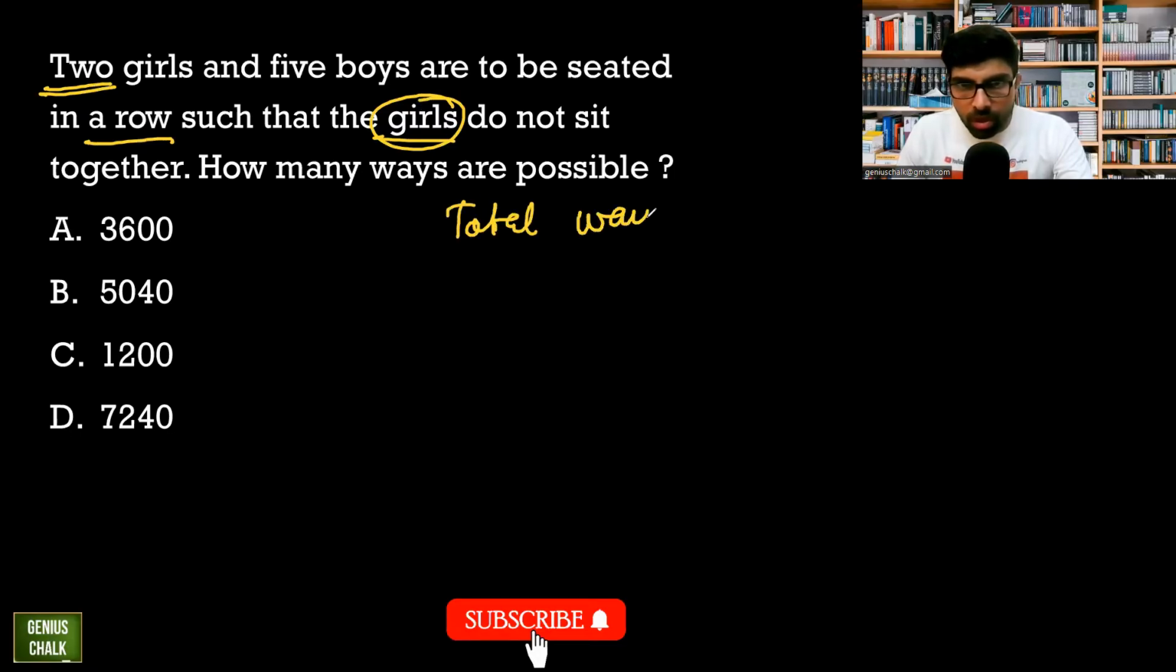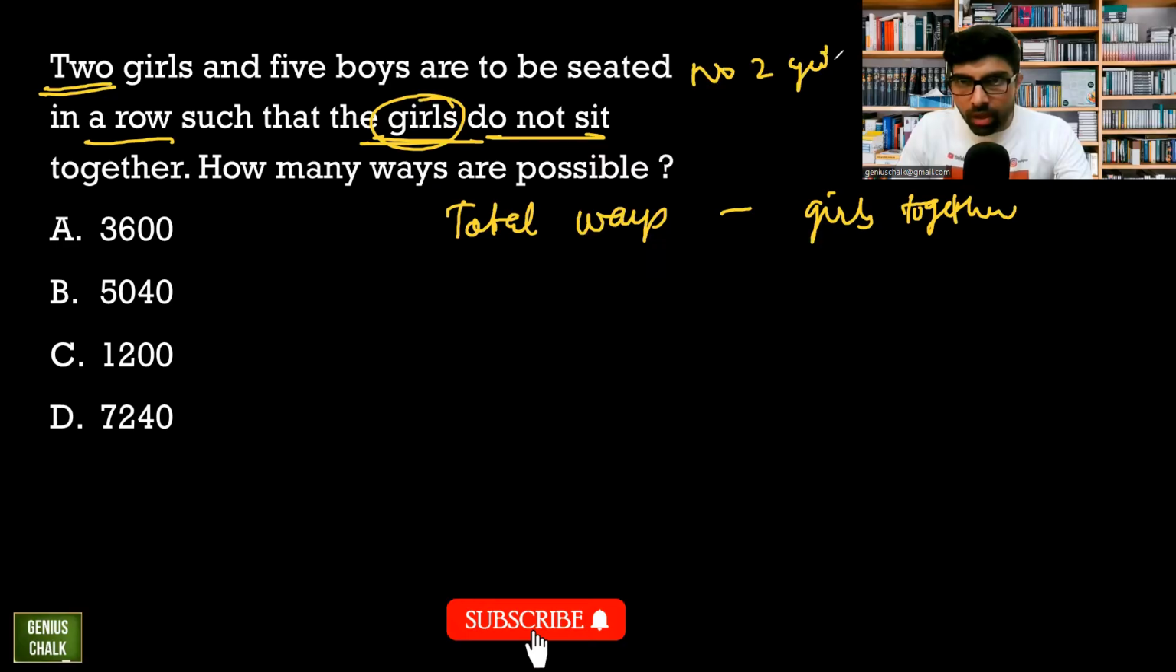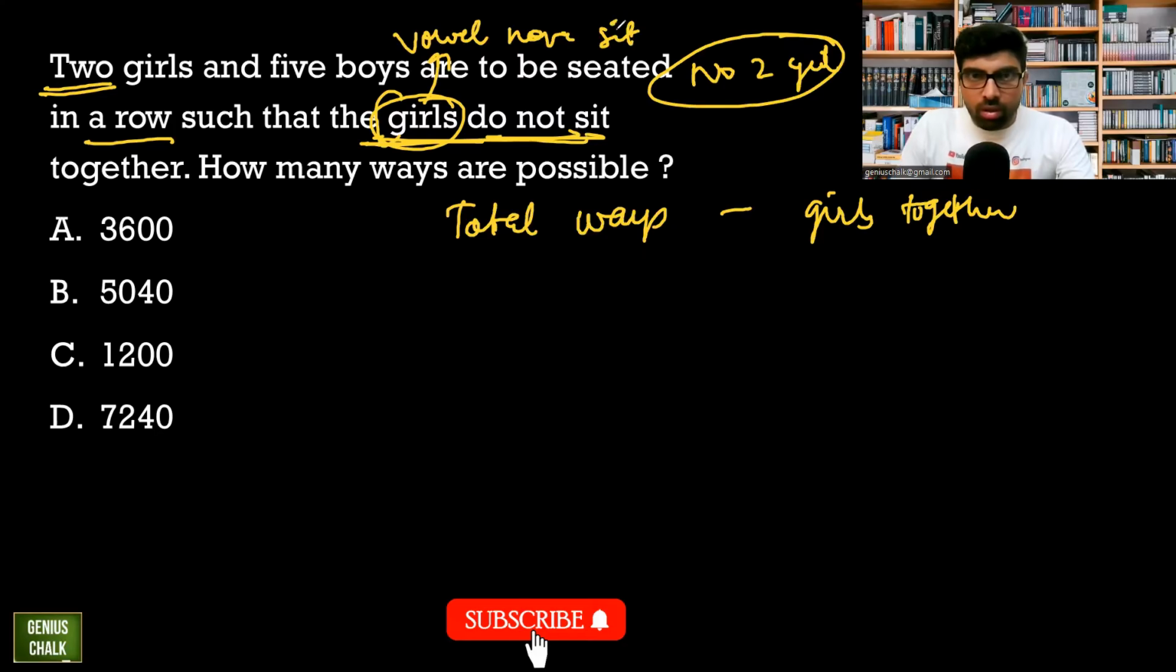So how do we approach that? Total ways in which all will sit minus girls together ways. There is a difference between girls do not sit together and no 2 girls sit together. So in this question, when they say girls do not sit together, you will treat it as the same case as vowels never sit together or vowels never being together.